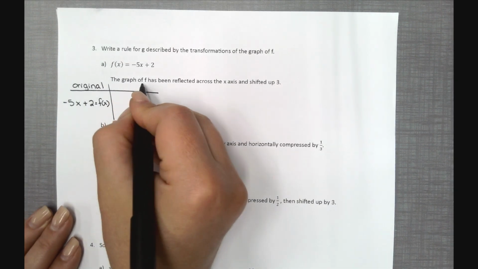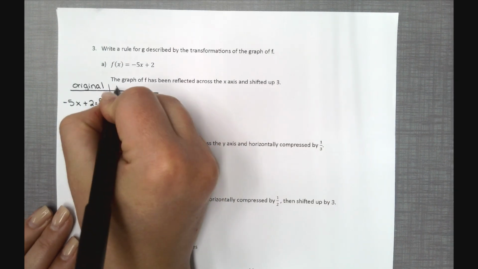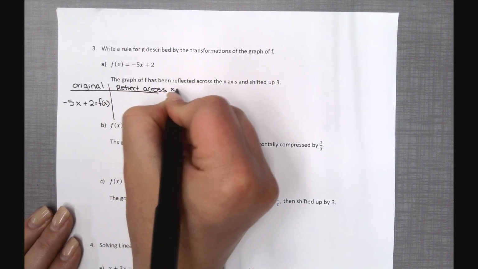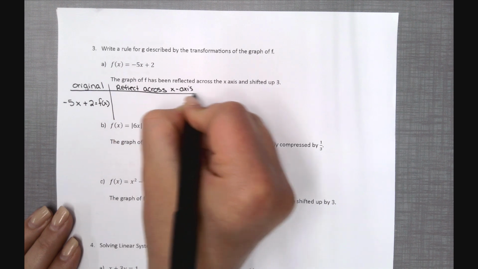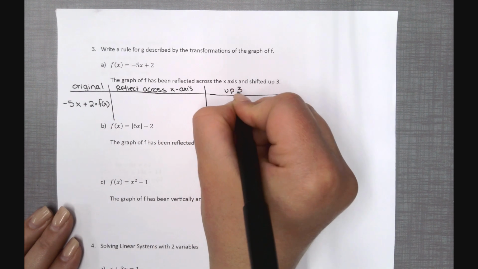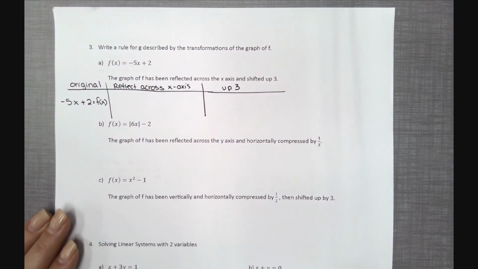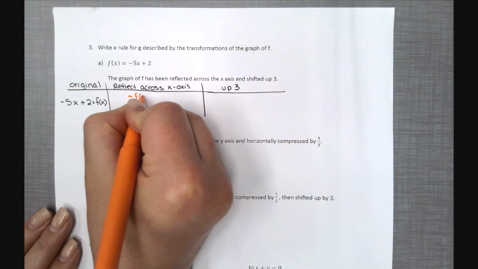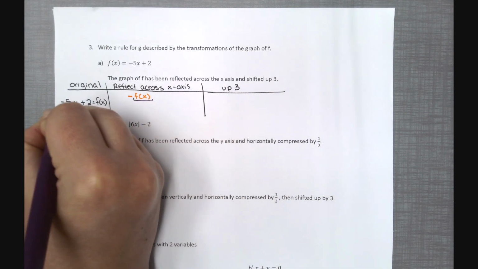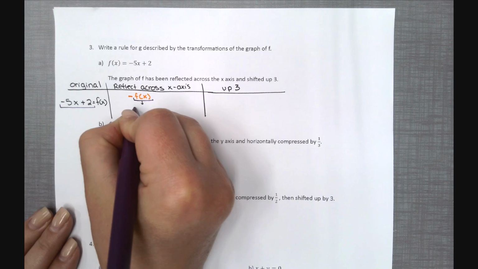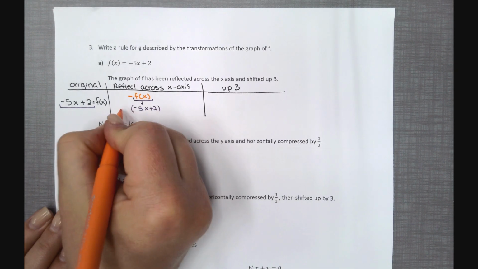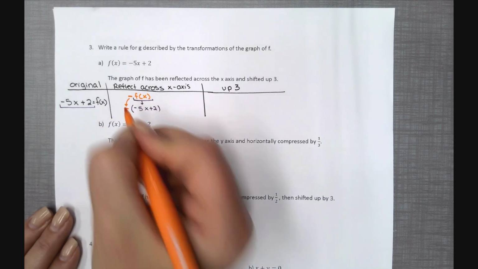The graph of f has been reflected across the x-axis. So that's our first change. Then shifted up by 3. Reflected across the x-axis is an outside change, so we're going to have a negative on the outside of f of x. Remember, what is f of x? Well, f of x is this function here that I'm just going to replace. So negative, open, 5x plus 2. Careful here because we are reflecting across the x-axis, meaning we do have the negative outside of that function.